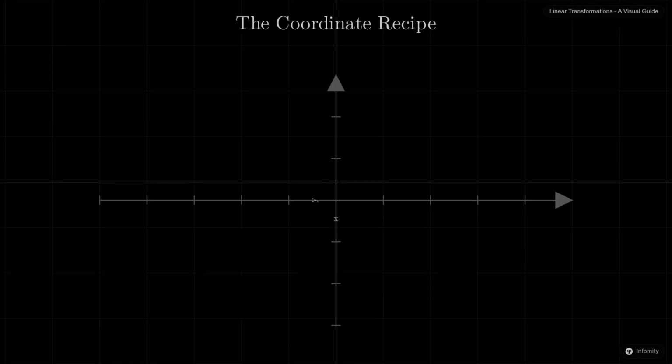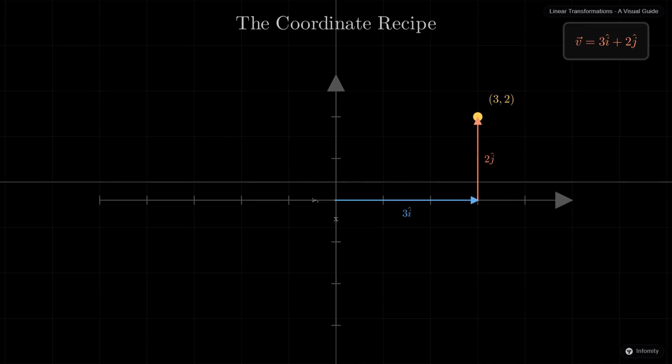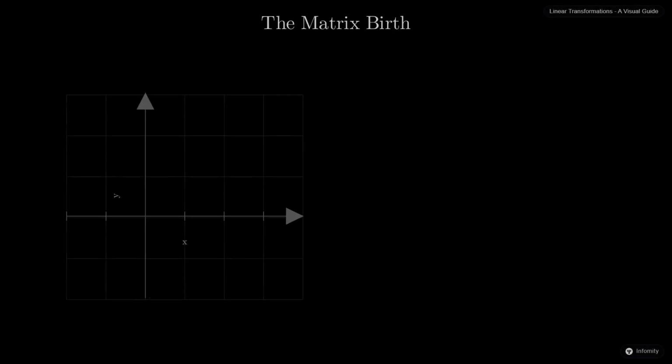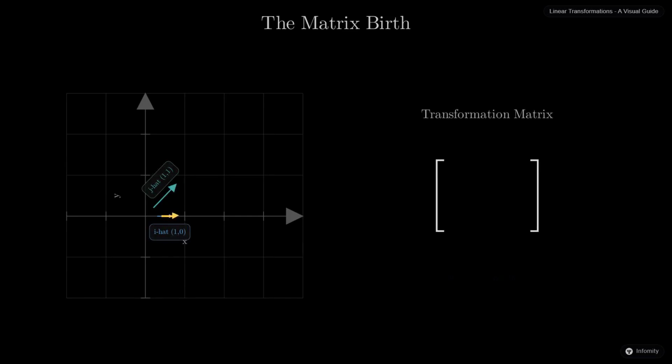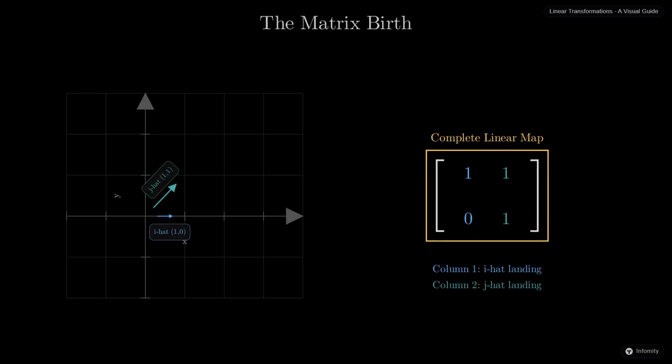To see why this is true, look at any point, like (3, 2). This coordinate is just a recipe. It says walk 3 times the length of i hat, then add 2 times the length of j hat. This simple recipe holds true before and after any transformation. If we write down the new landing coordinates of our basis vectors, we get a matrix. The first column shows where i hat landed, and the second column shows where j hat landed. This simple 2 by 2 grid of numbers completely describes the entire transformation.